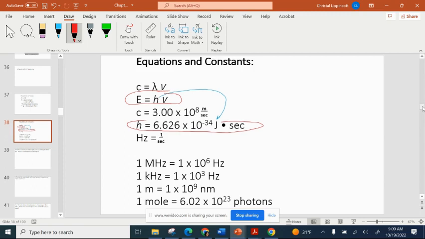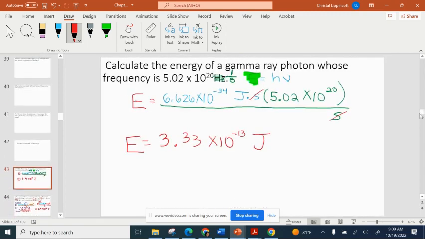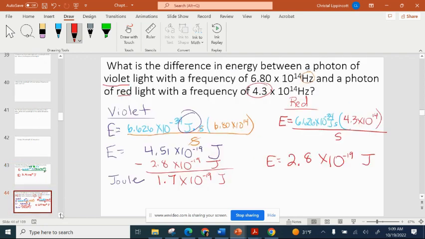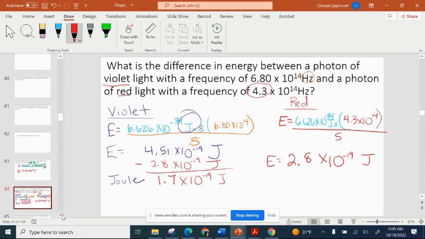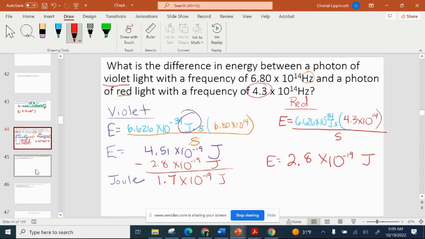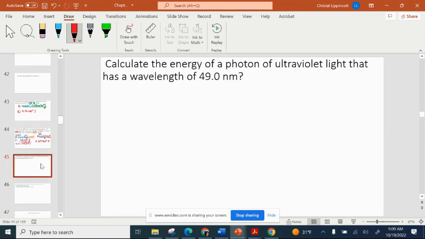All right. You ready? Let's see here. That's the one we just finished. So you ready for the next one then? All right. The next one is going to be multiple parts. So they're giving us a wavelength, and then they want us to do energy.